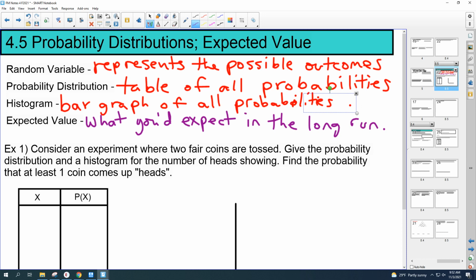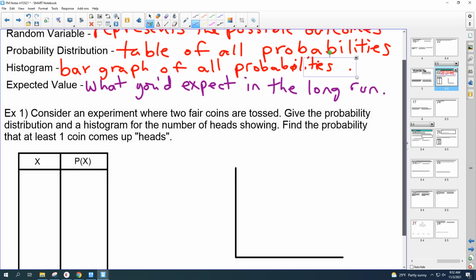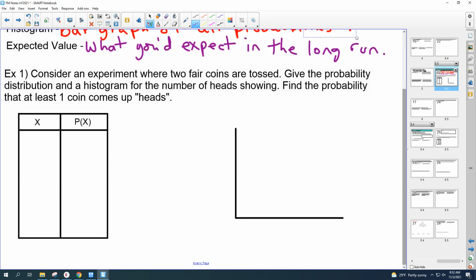Number one, consider an experiment where two fair coins are tossed. Give the probability distribution and a histogram for the number of heads showing. Find the probability that at least one coin comes up heads. So the first thing you'll want to do on these problems, I think, is identify the random variable, or identify what you're even talking about in the problem, right? The random variable is going to talk about the number of heads showing up, right? So you need to at least think about that when you look at these problems.